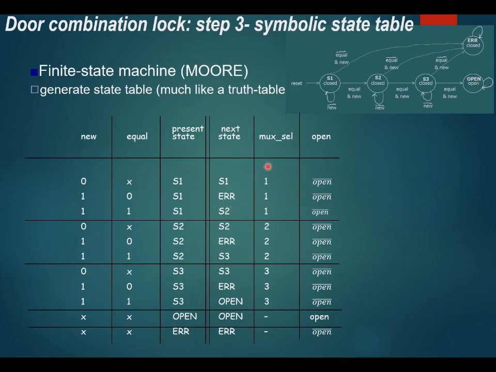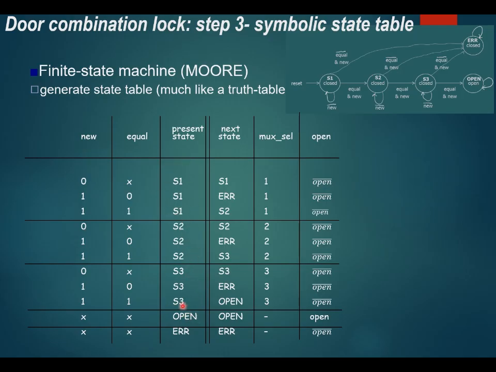Okay, and as long as the present state is S1, the mux select will be 1 to instruct the data path multiplexer to choose C1 for the comparison, and the open equal to 0. You can put open bar to indicate open equal to 0. That means the door is still locked. Okay. So using a similar way, you can fill up the state table. So this one S1, you can just put S1 once, or you can just repeat S1 like this, S1, S2, S3.